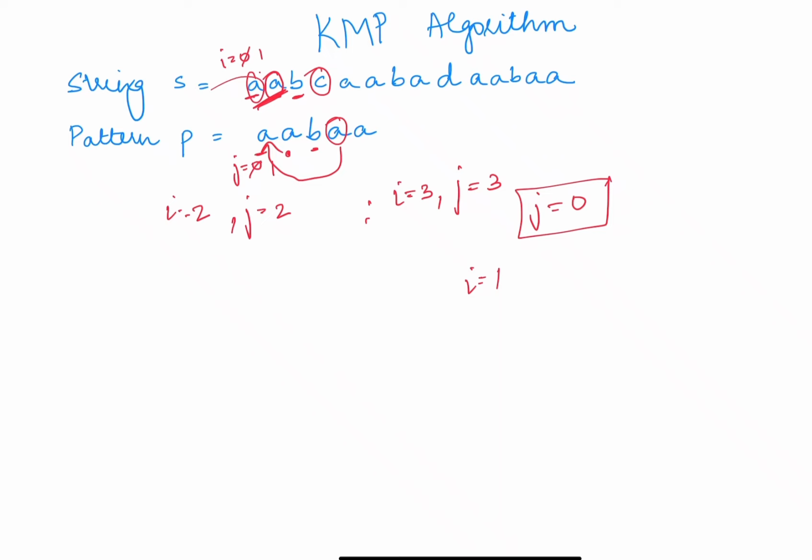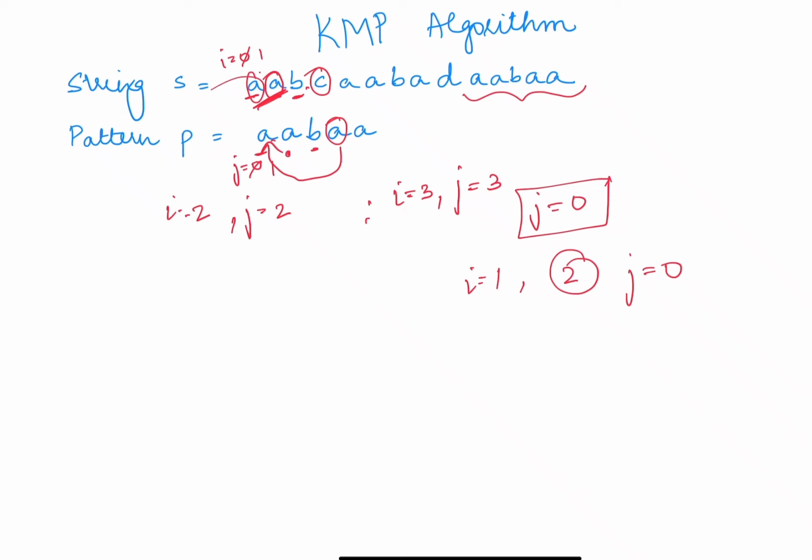Now again we will see, okay, A has matched. A and B, they don't match. So again we reset the pointers. Now I would be 2 and again J is 0. So likewise you will match, and in the end you will find a match because the pattern exists towards the end of the string.